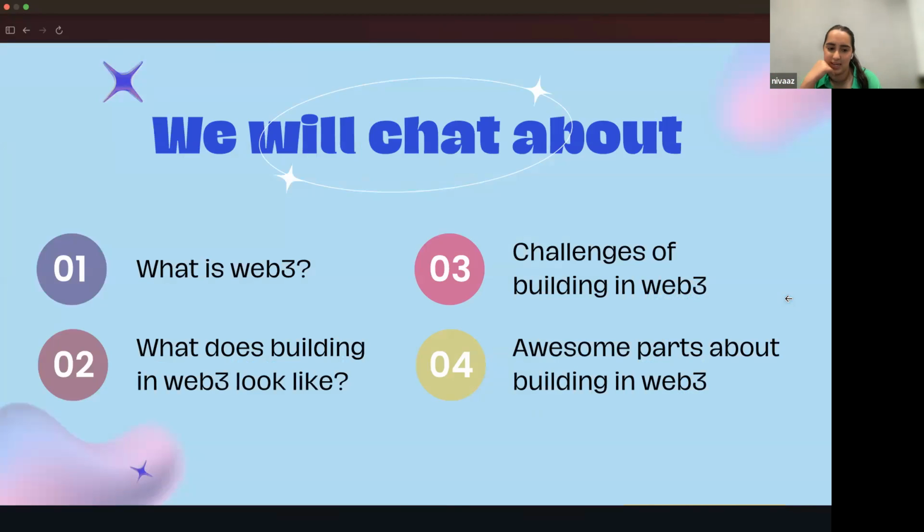Cool. So what we'll cover today is first, what is Web3? I'll take you through Web 1, Web 2, Web 3, and how Web3 came about. The second is what building in Web3 looks like, in particular my experience at Immutable, what I've seen with other startups in the space, and also building my own startup in the space. And the last two bits I'll chat to you about are the challenges of building in Web3 and then the really awesome parts about building in Web3.